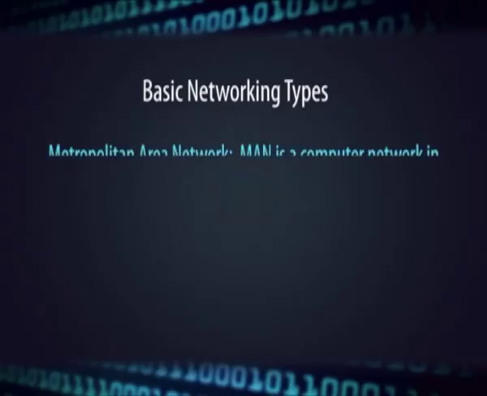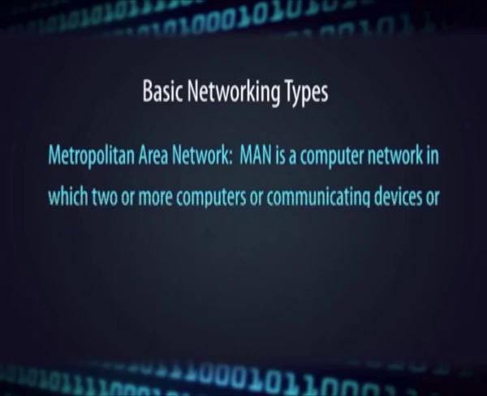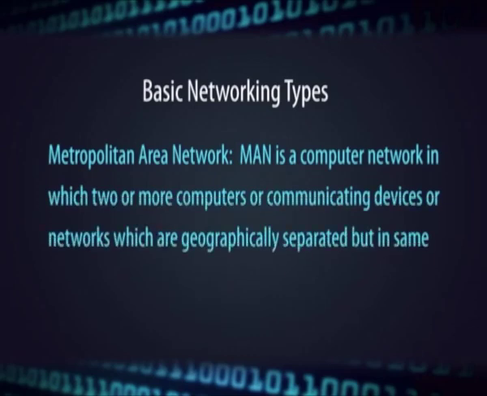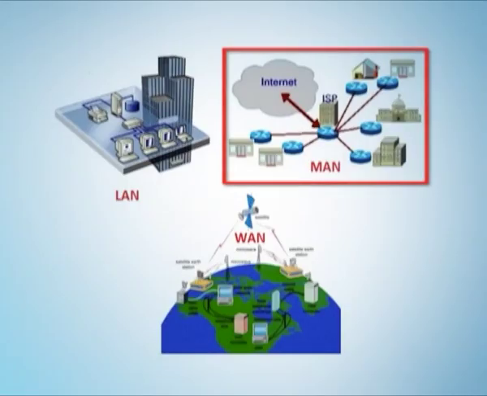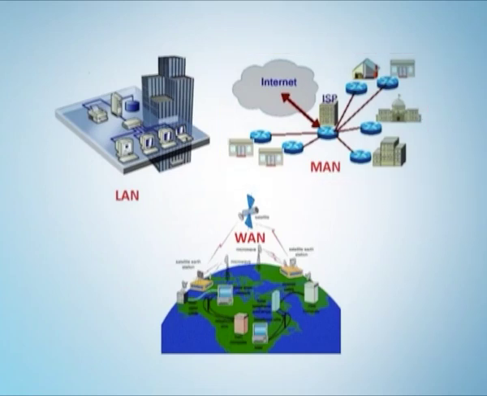3. MAN or Metropolitan Area Network. A MAN is a computer network in which two or more computers or communicating devices or networks which are geographically separated but in the same metropolitan city are connected to each other, said to be connected on a Metropolitan Area Network. Metropolitan limits are determined by local municipal corporations. The larger the city, the bigger the MAN. The smaller the metro city, the smaller the MAN.